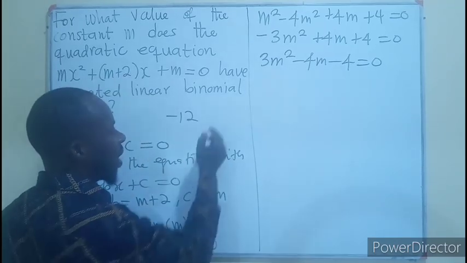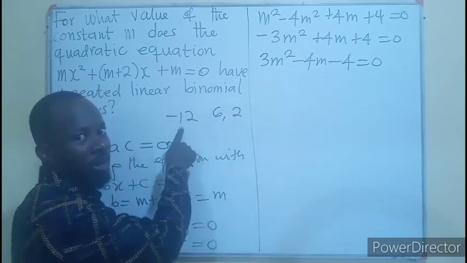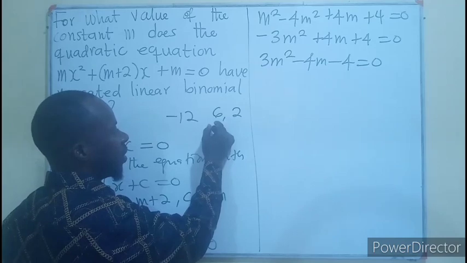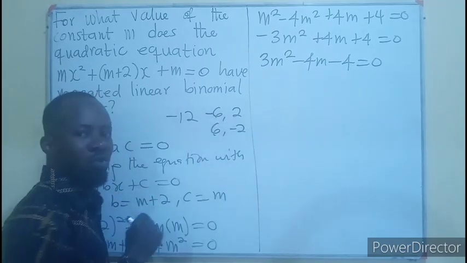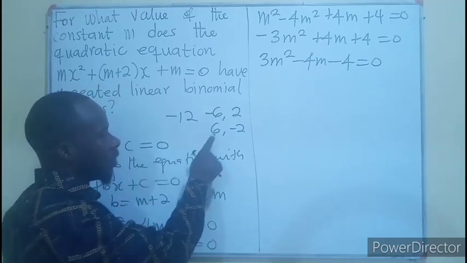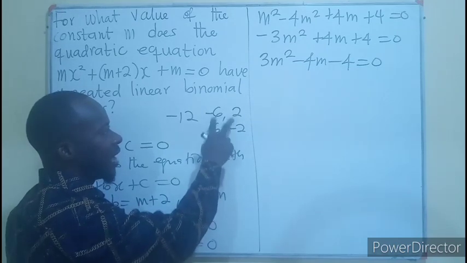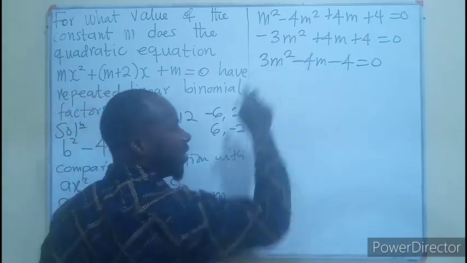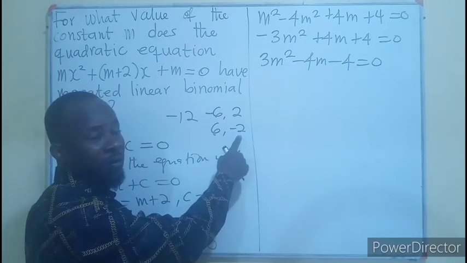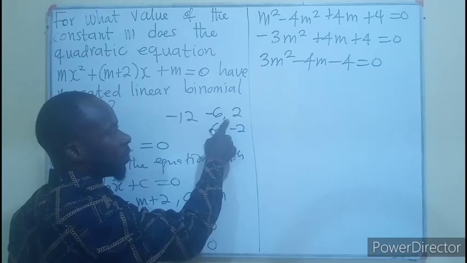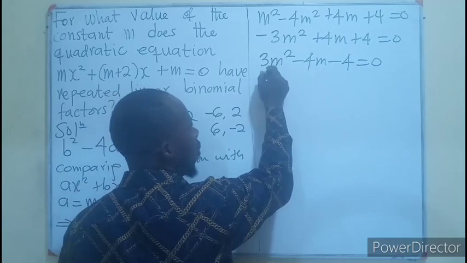Let's say if I have 6 and 2, 6 times 2 gives me 12, which is positive. So if I have negative 6 and 2, negative 6 times 2, I get negative 12. And 6 times negative 2, I also get negative 12. So now, if I add any of these, will I be getting negative 4? If I add this, I get negative 4. If I add this, I get a positive 4. So my factors are going to be negative 6 and 2.